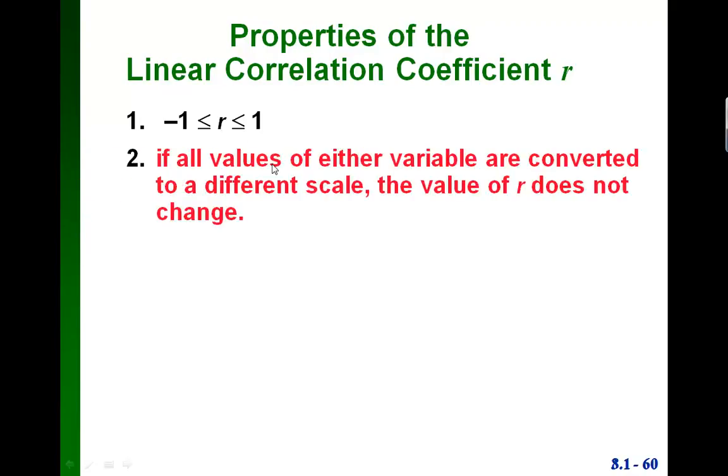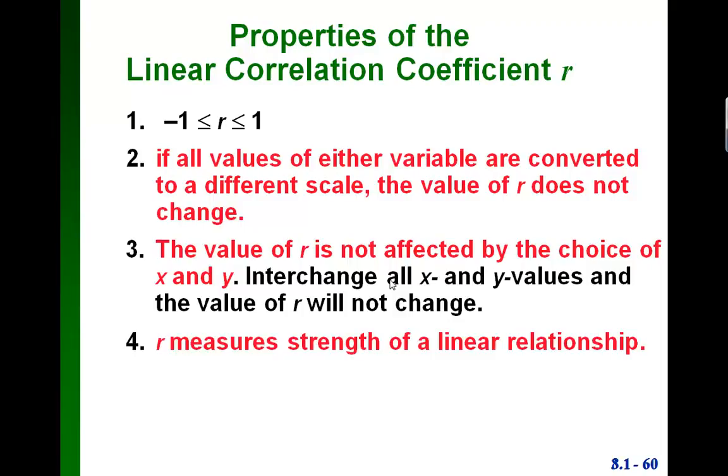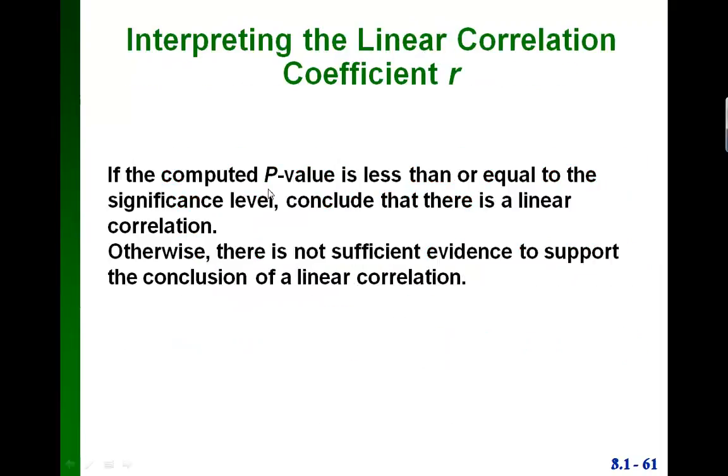We can scale the values of either variable without changing the value of R, and it also is not affected by our choice of X and Y. So we can choose either variable for X, either variable for Y. And again, the R just measures the strength of the linear relationship between the two variables. It is very sensitive to outliers. That's why we said that we should consider whether to include outliers or not. So again, if our p-value is less than or equal to the significance level, then we can conclude that there is a linear correlation. Otherwise, there's not enough evidence to support there being a linear correlation.